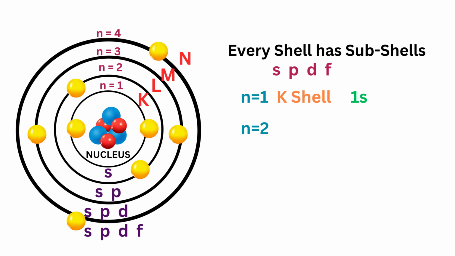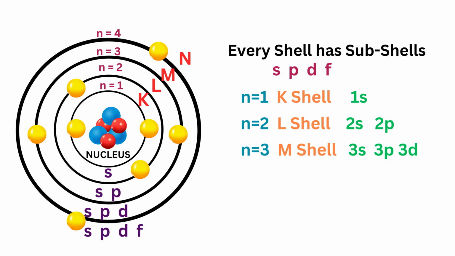Secondly, n is equal to 2, and we know that this is the L shell and there are two subshells in it, s and p. I write 2 with this s and p because these subshells belong to the second shell. Thirdly, I write n is equal to 3. It is the M shell and there are three subshells in it, s, p and d. I write 3 with s, p and d because they belong to the third shell.